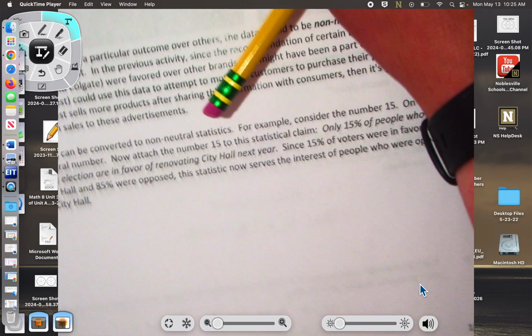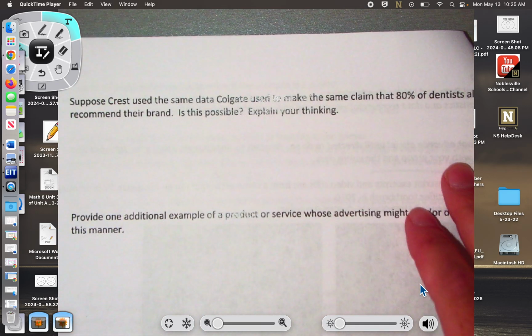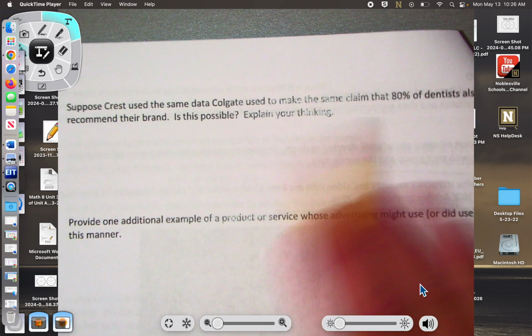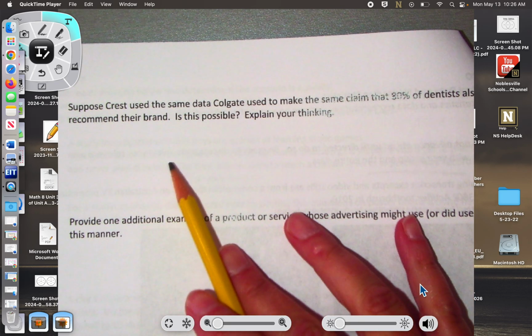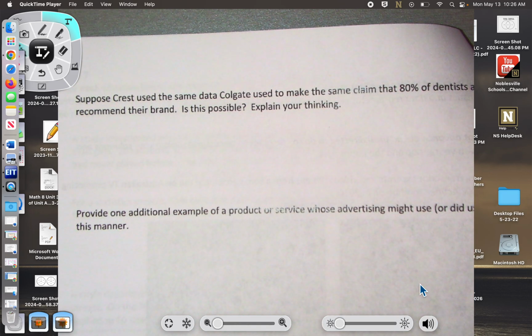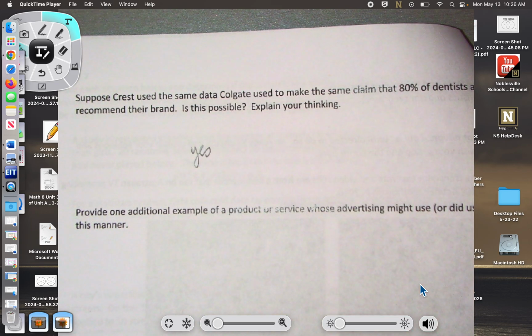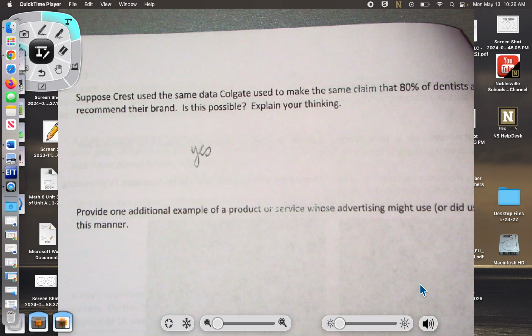We're on page 12. Suppose Crest used the same data Colgate used and made the same claim that 80% of the dentists recommended their brand. Is this possible? Explain your thinking. I mean, yes, it could be. They could kind of distort what 80% were actually saying. That's the tricky part, that companies are going to collect data and then make it work for whatever they want you to believe. Okay, so you have to be smarter than that.